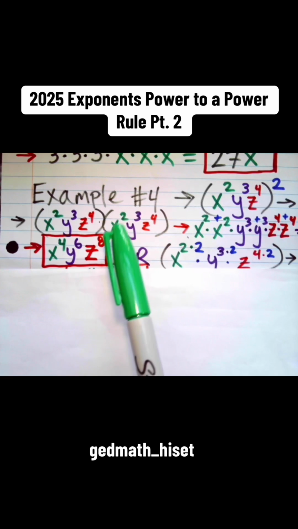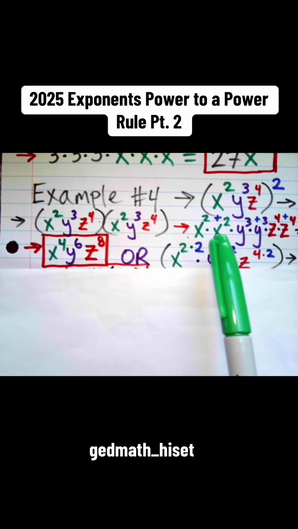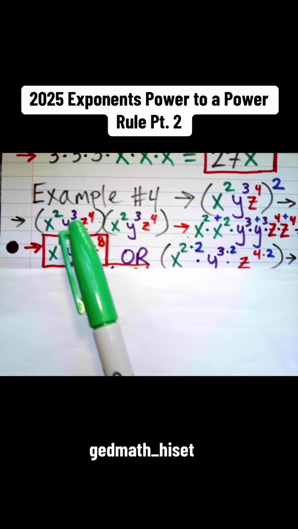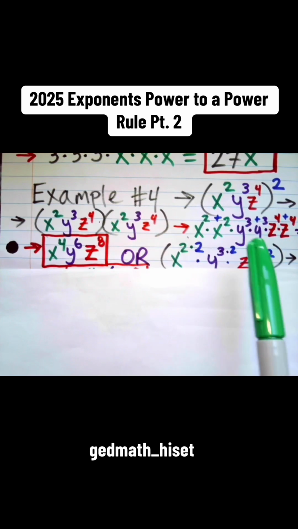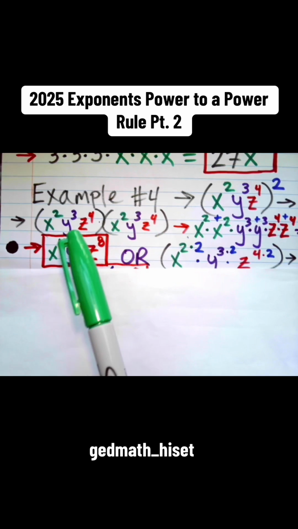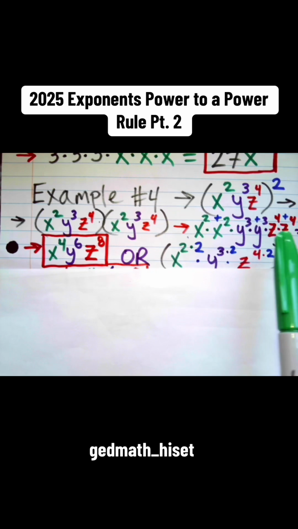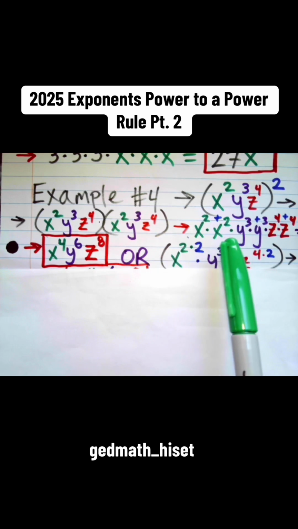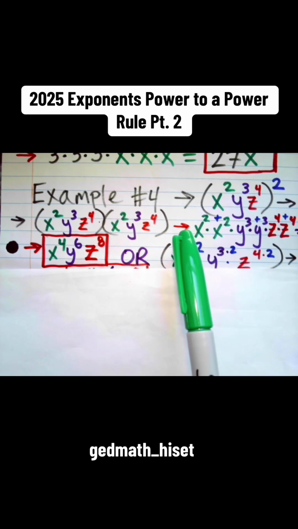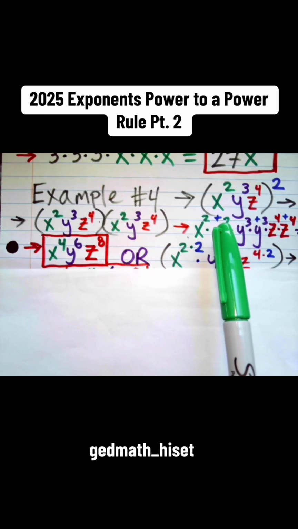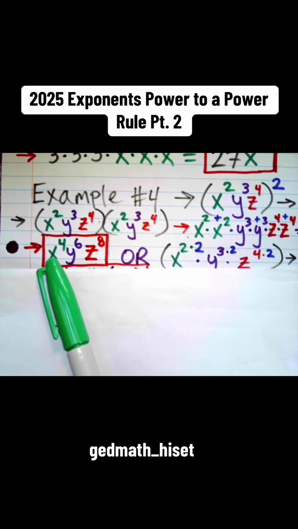x squared times x squared. I'm going to put these like terms together using multiplication. Times y cubed times y cubed times y cubed times y cubed times z to the fourth times z to the fourth. Okay. Remember, there's an invisible 1 in front of all of these terms. And so we got 1 times 1 is x. Add those two, x to the fourth. That's what I'm showing you here.